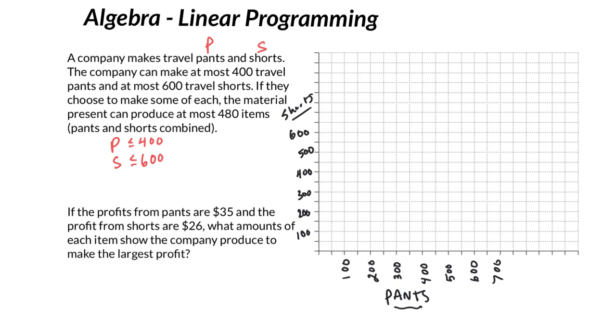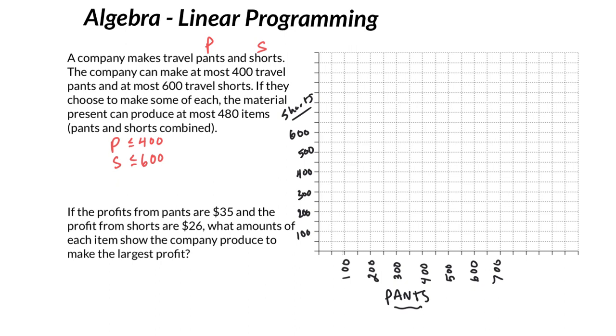Now, before I move on to reading the rest of this, whenever you're wondering about the inequality, I would always just stop and say to myself, okay, it says I can make at most 400. Can I make more than 400? Can I make less than 400? And of course, the answer is I can't make more than 400. They said at most, and that's how I always choose which way the inequality goes. I just stop and ask myself, can I make more? Can I make less? Which of those is true?